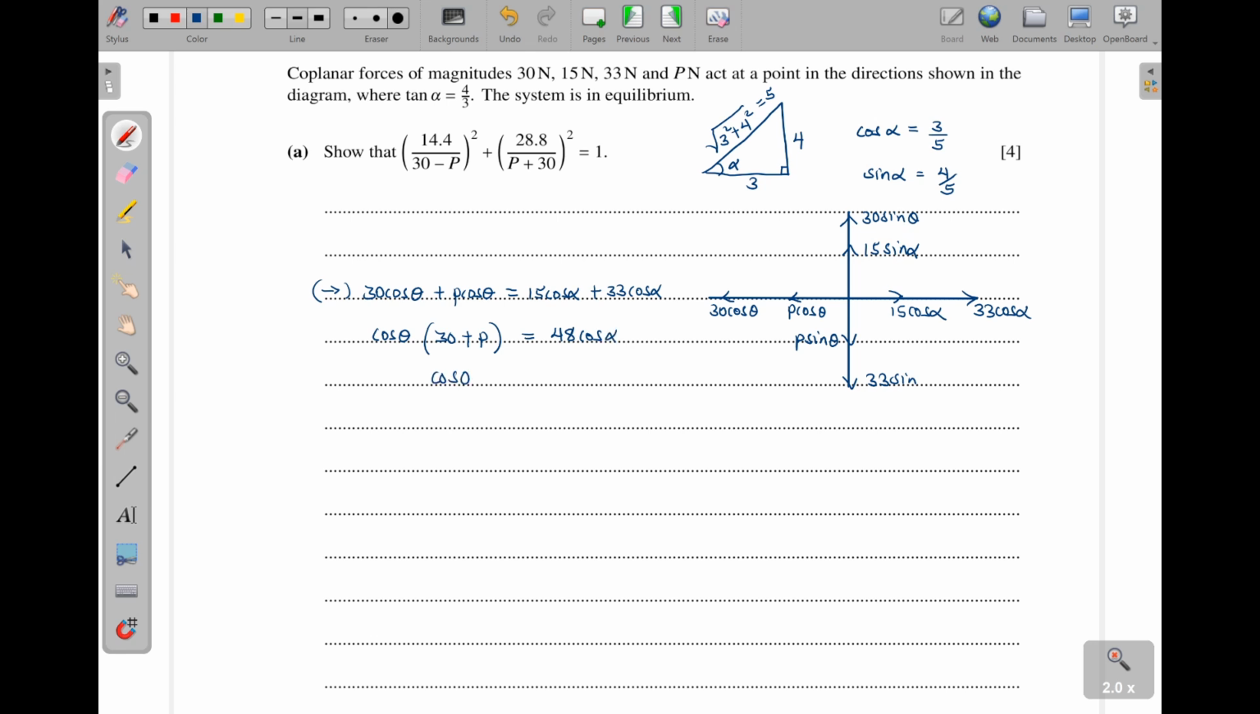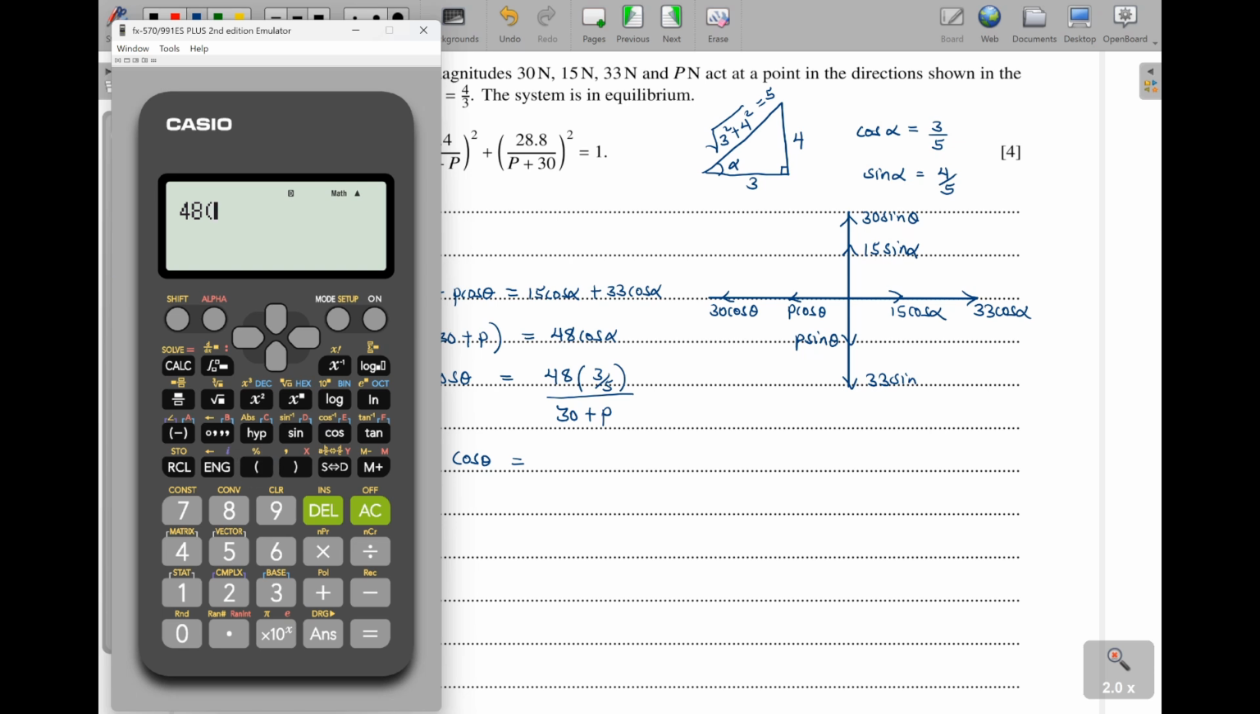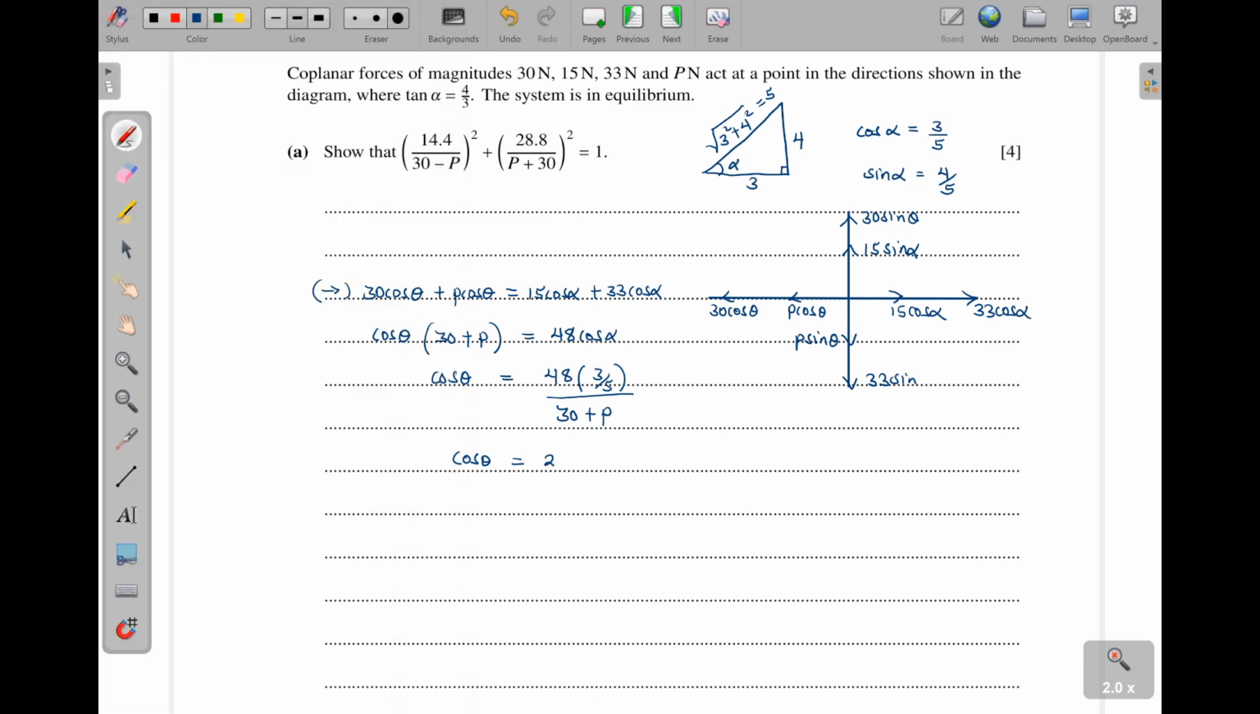So what will cosine of theta therefore be? It is 48 times cosine of alpha. We got it as 3 over 5. So 3 over 5. Then we shall divide by 30 plus the p. So we can simplify this and we have 48 times 3 over 5 on the calculator, which is 0.6. So this gives us 144 over 5. The decimal, that is 28.8. So I can write it as 28.8 out of 30 plus p. This is our equation 1.